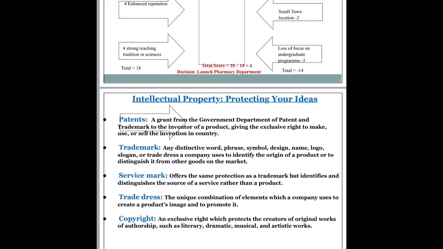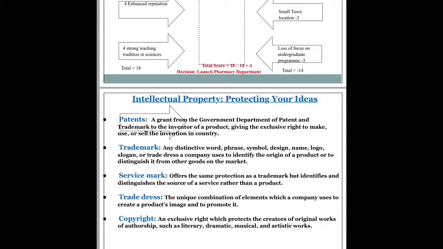Trademark. A trademark is any distinctive word, phrase, symbol, design, name, logo, slogan, or trade dress a company uses to identify the origin of a product or to distinguish it from other goods on the market. When we say trademark, for example, if you see that specific style of T, you say that this trademark belongs to Toyota. Or you see a very specific way in which S is written, you say this is Suzuki.